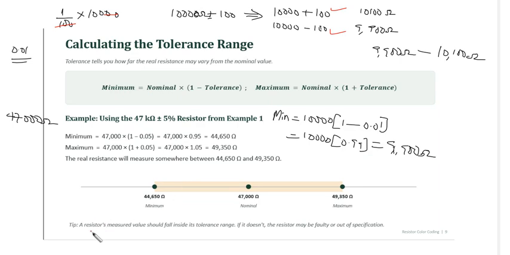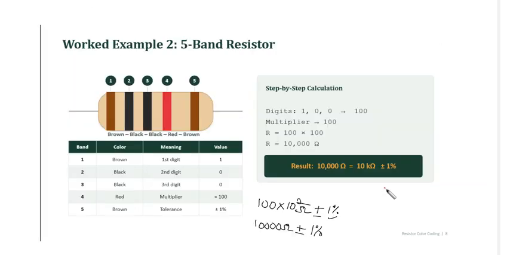So one tip here is that a resistor's measured value should fall inside its tolerance range. If it doesn't, the resistor may be faulty or out of specification. I just mentioned that in your laboratory, you can use a multimeter to check the resistor value.